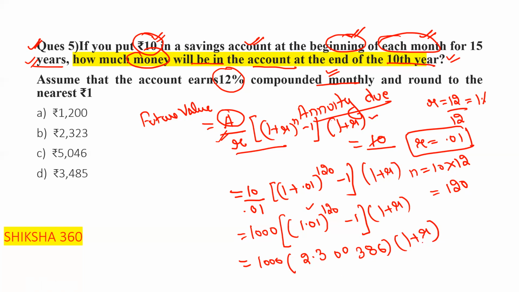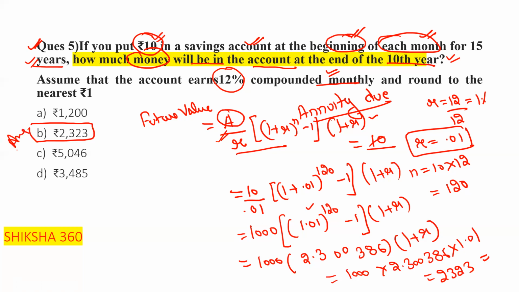So multiply by 1 plus R. We can calculate 1000 into 2.300386 into 1.01. Clear? So when we solve this one, what we will get here is 2323. Clear? So this is our answer.